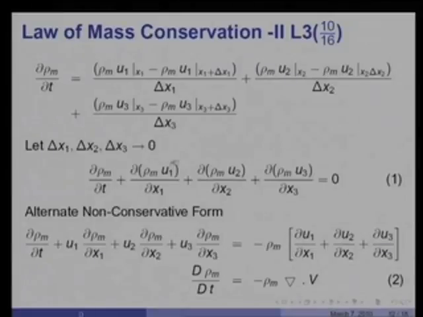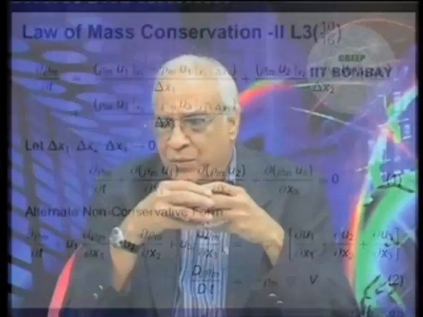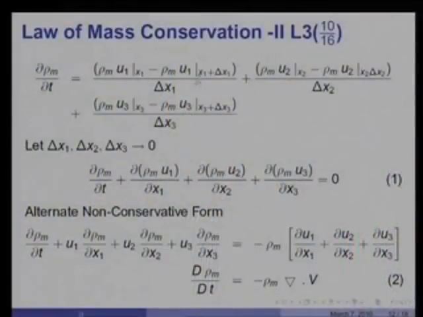Similarly in y direction and similarly in z direction. And if I now let each of these delta x1, delta x2, delta x3 go to 0, that means making the control volume extremely small or infinitesimally small, and then each of these expressions would simply get converted to a partial derivative.